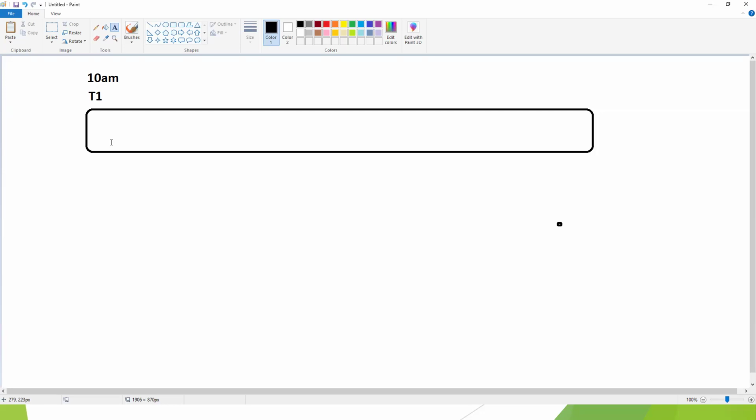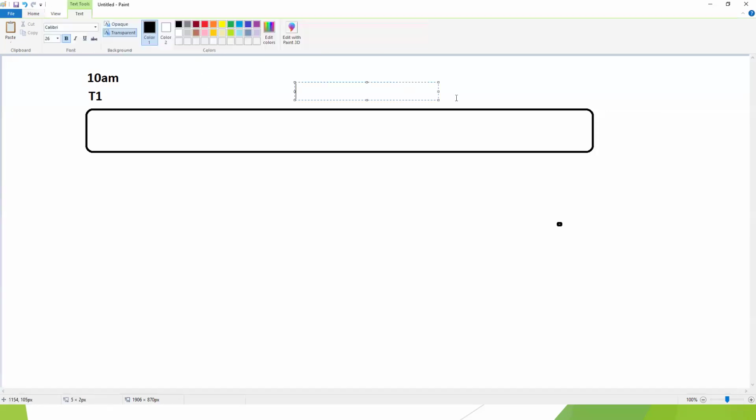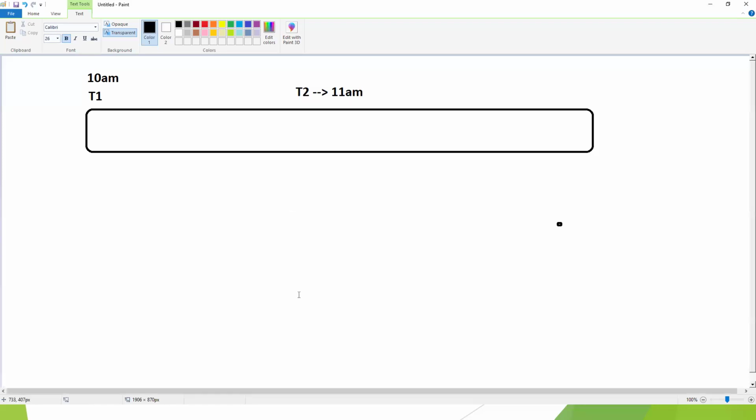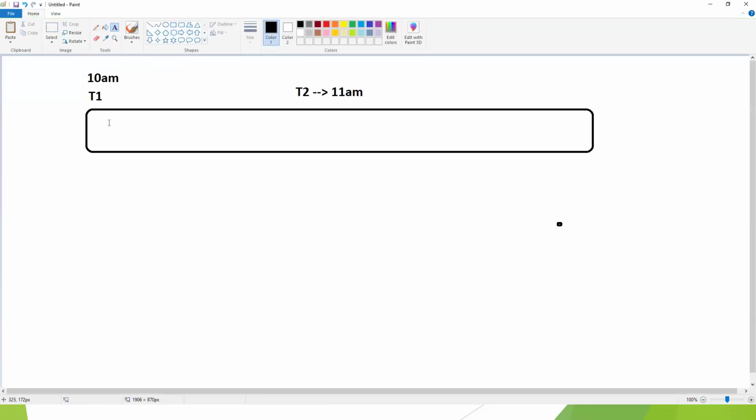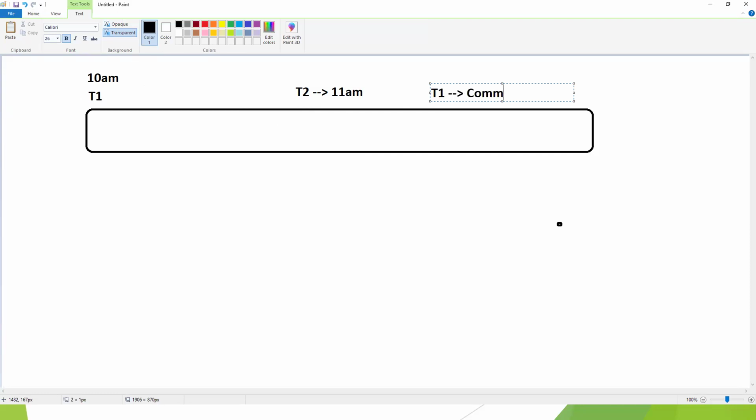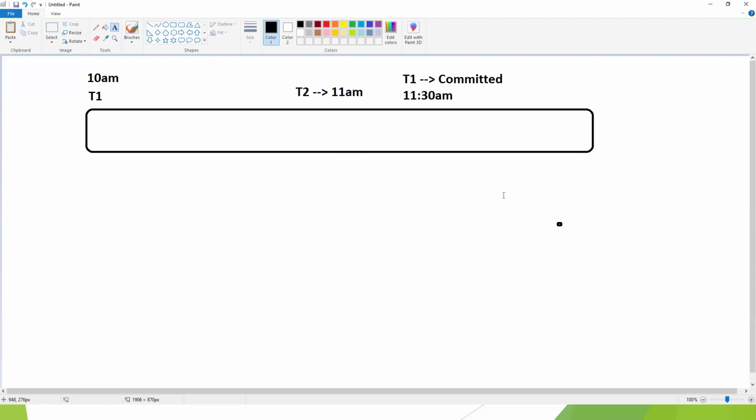So transaction one started at 10 a.m. and transaction two started at 11 a.m., let's say. These are the two transactions that I'm executing. Transaction one is committed at 11:30 a.m. Transaction two is not yet committed.